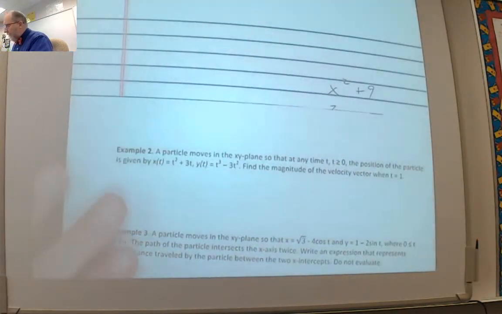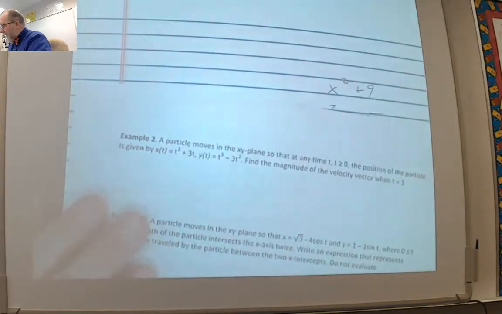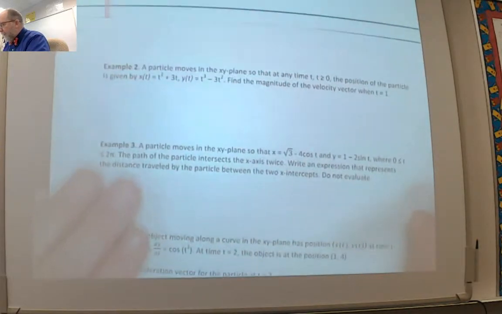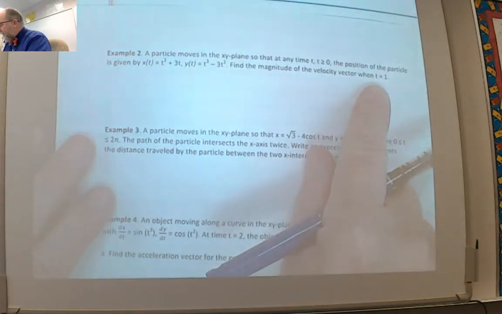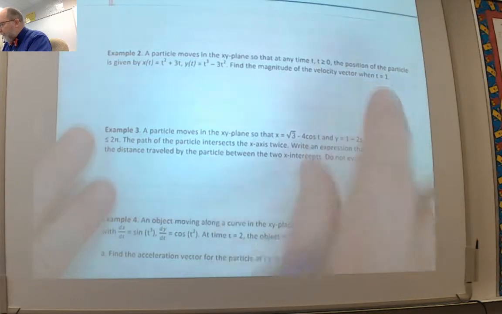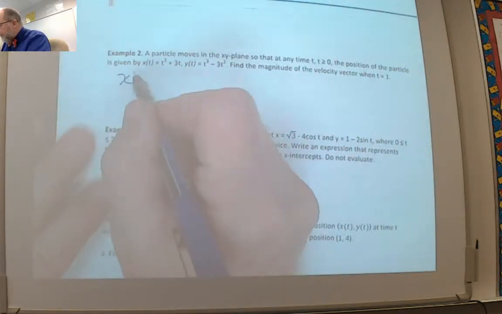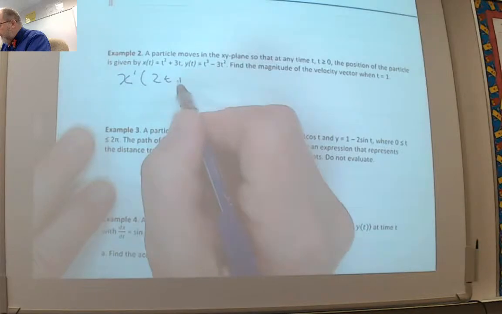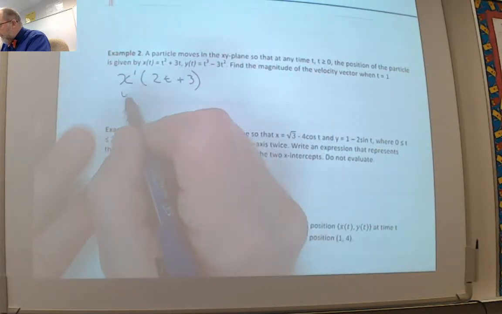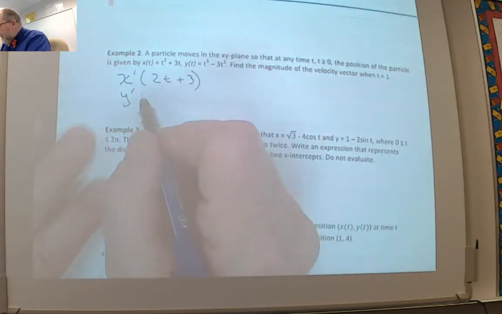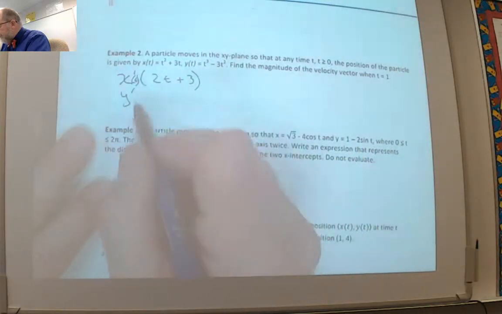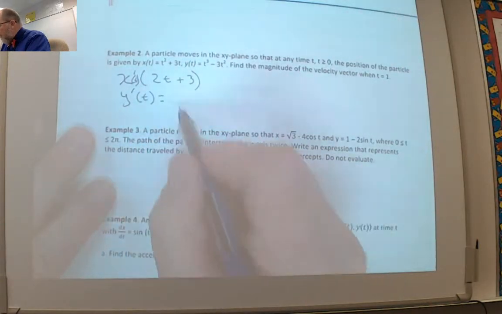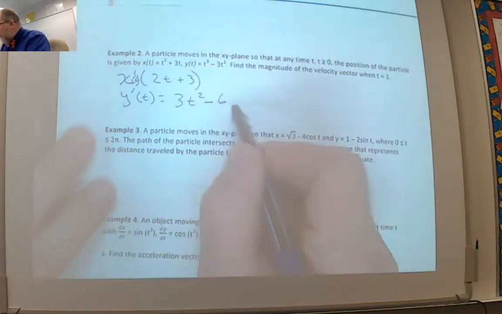Example 2. A particle moves in the xy plane so that at any time t, where t is greater than or equal to 0, the position of the particle is given by this. What's the magnitude of the vector? Well, the first thing I'm going to do is figure out what the vector is. So I get 2t plus 3. I suppose I should write this a little bit better. And the other one is 3t squared minus 6t.